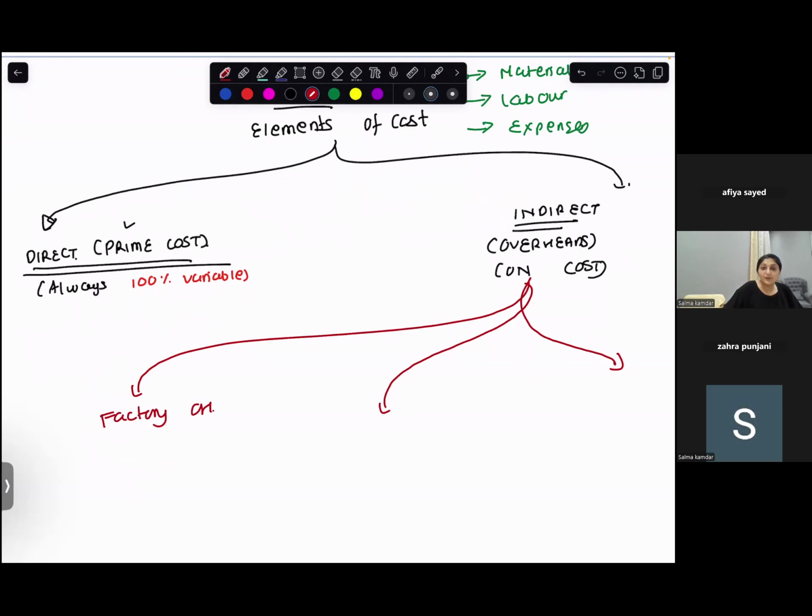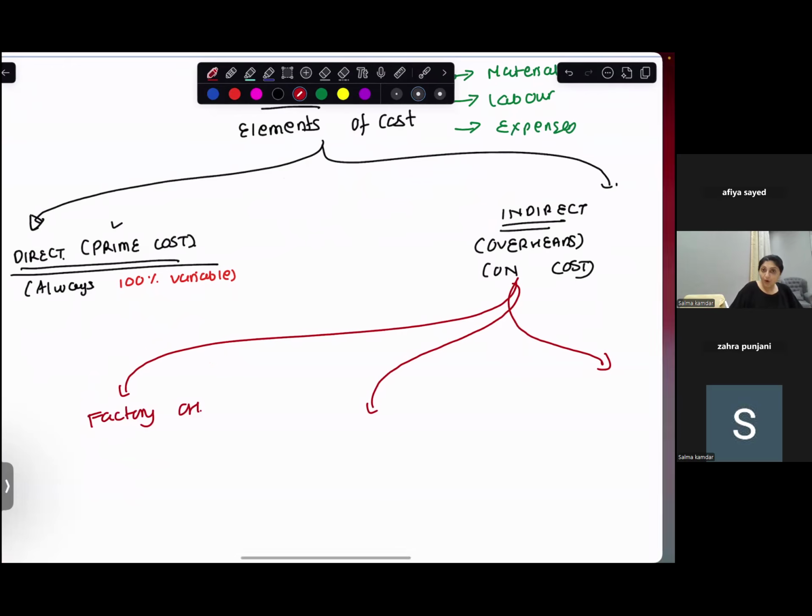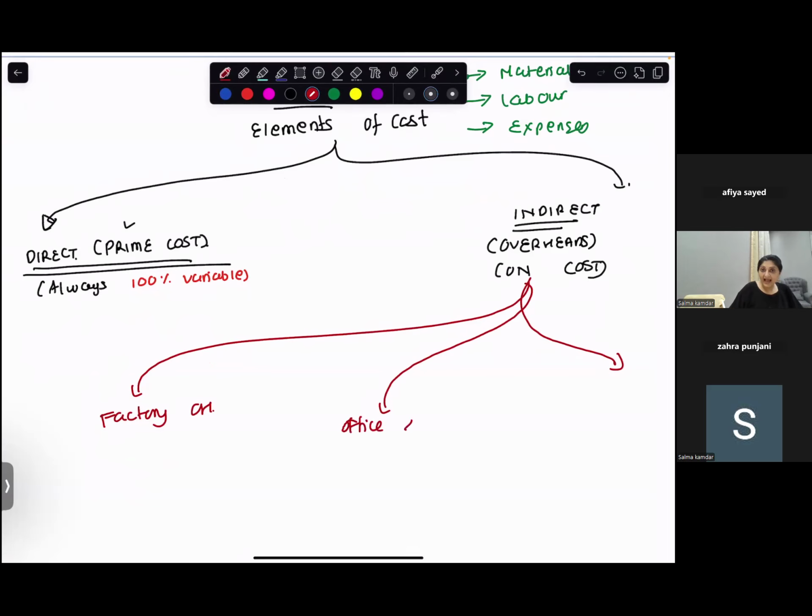Then it is split into what? Office and administration overhead. Darling, I'm coming to it. And third overheads is what? Selling and distribution overheads.